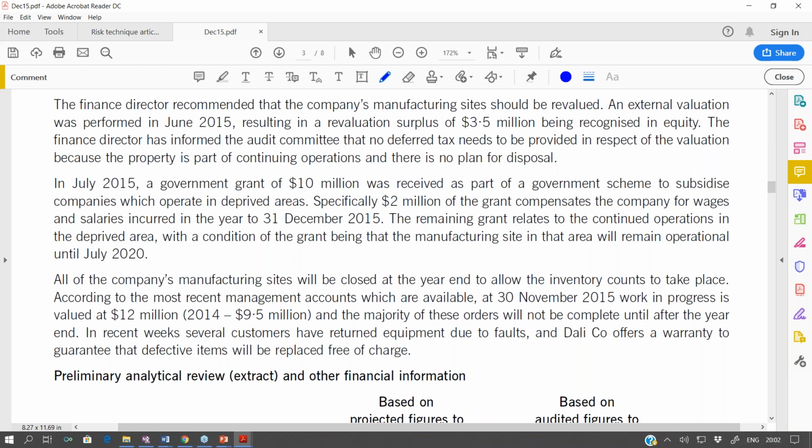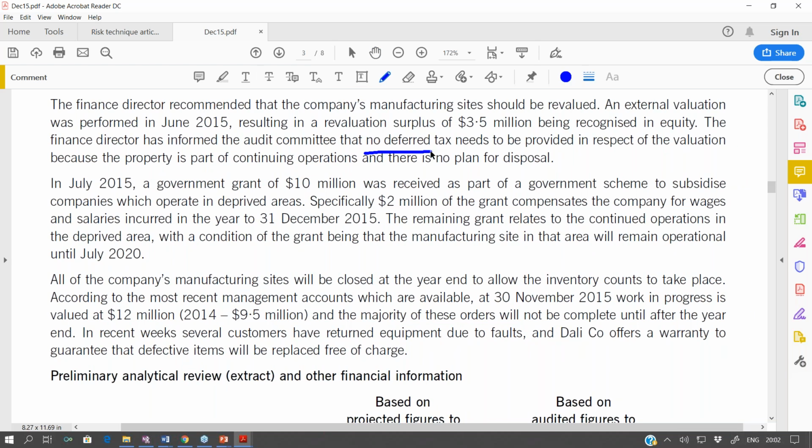Yes. Now read after the full stop. The finance director has informed the audit committee that no deferred tax needs to be provided in respect of the valuation because the property is part of the continuing operation and there is no plan for disposal. Can you find another accounting treatment here? Deferred tax needs not to be provided, which is technically wrong. But is there a value given of deferred tax? The value was given of the revaluation. Is there a deferred tax value given?